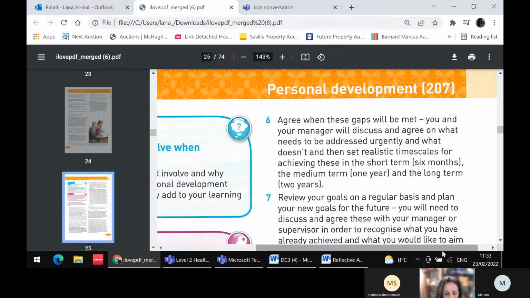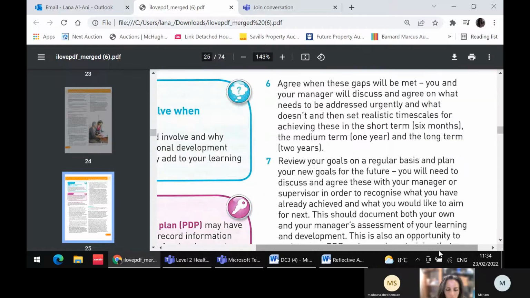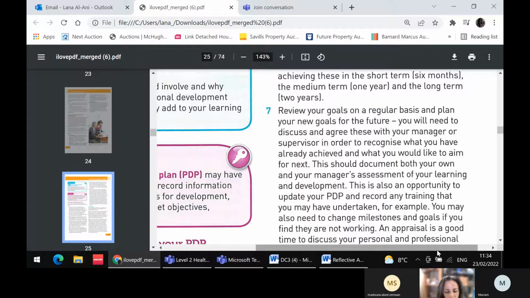You and your manager will discuss and agree on what needs to be addressed urgently and what doesn't need to be set as urgent. Then you can have a realistic timetable, a time scale. Let us say within 6 months you need to do this. However, some of the training is really urgent, then you need to do it as soon as possible. It depends.